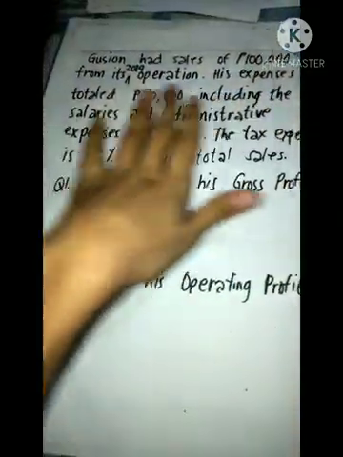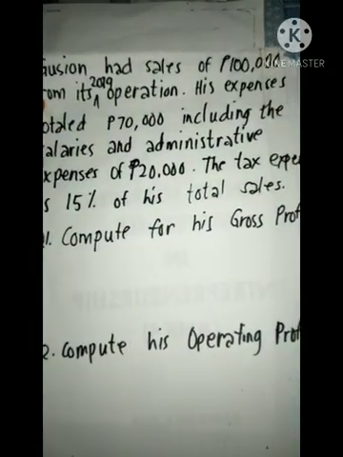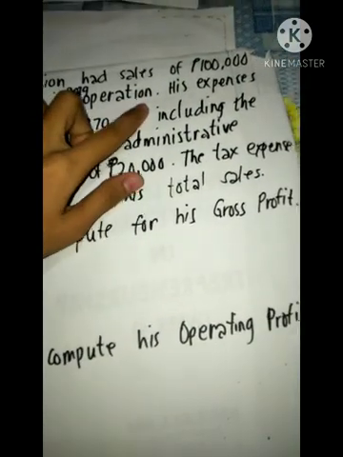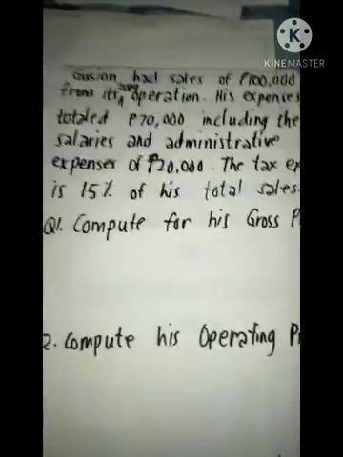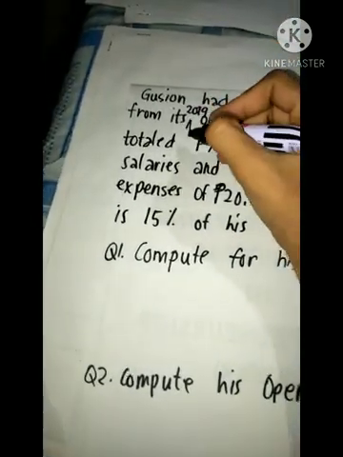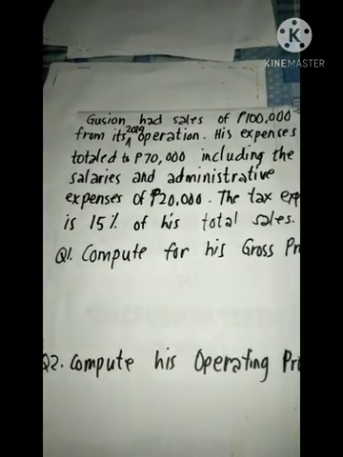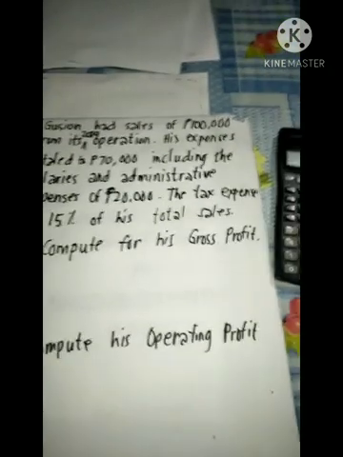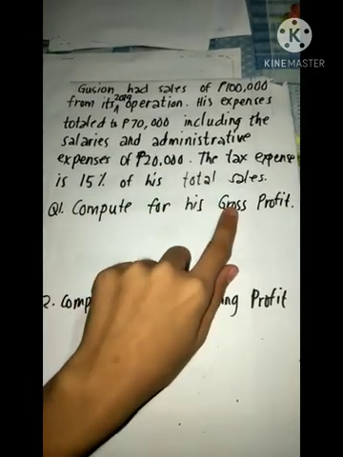Okay, now we will compute for profits. Okay, so illustration is this. Gushan had sales of 100,000 from its 2019 operation. His expenses totaled 70,000 pesos, including the salaries and administrative expenses of 20,000. The tax expense is 15% of his total sales.